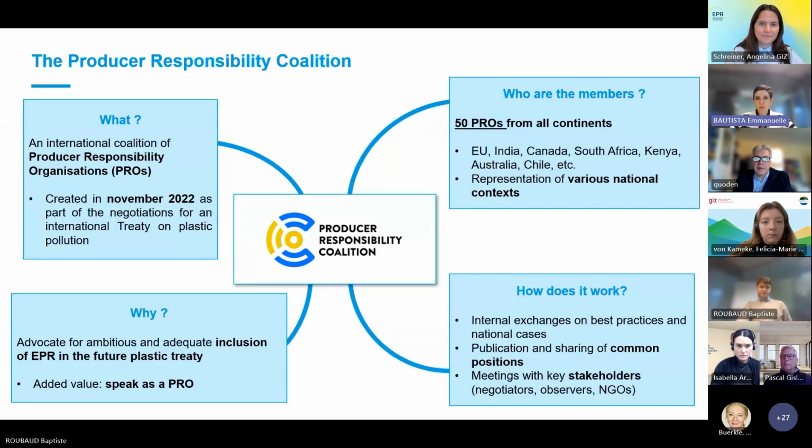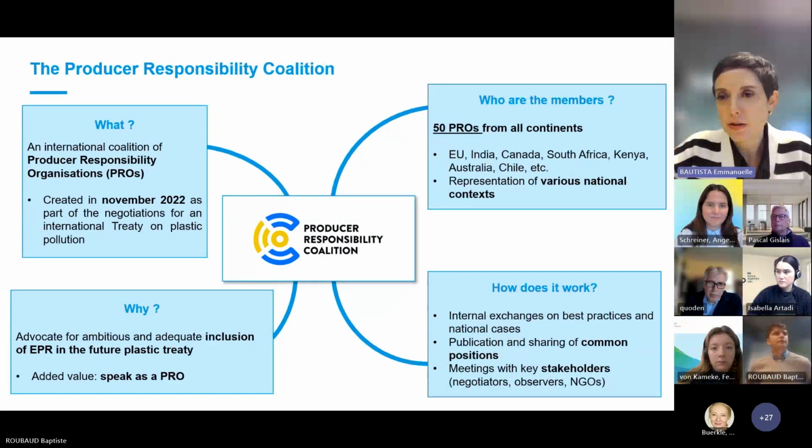So I will introduce to you the Producer Responsibility Coalition. This is an international coalition of 50 PROs worldwide, at European and international level. Citeo, the French PRO for household packaging and graphic papers, created this coalition in November 2022 in the context of the current negotiation of the international legally binding treaty on plastic pollution.